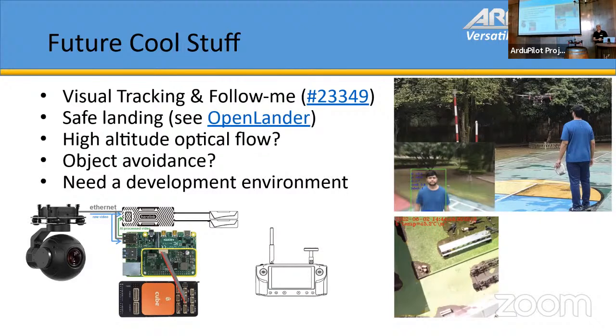How about high altitude optical flow? I think our optical flow sensors right now have a very wide field of view, and they're designed for low level flight below 30 or 40 meters. That's kind of their limit. But what if we have a camera like this with 4K and 6 times zoom, the other one has 30 times zoom, good stability? Maybe we could do optical flow from a much higher altitude. Maybe object avoidance.